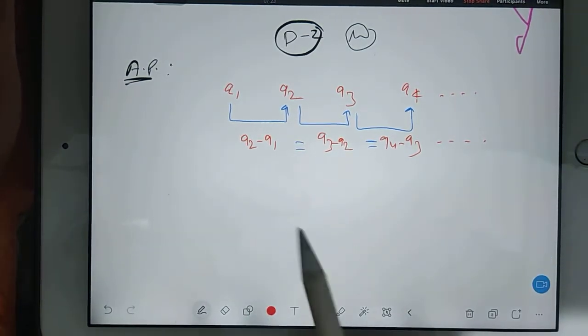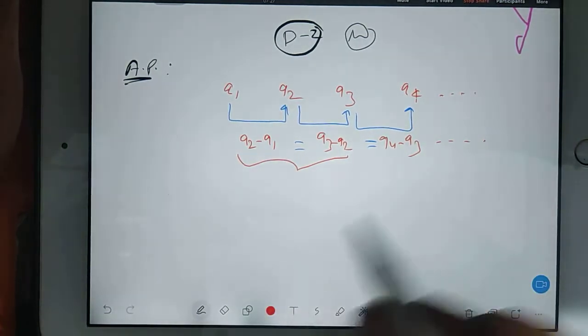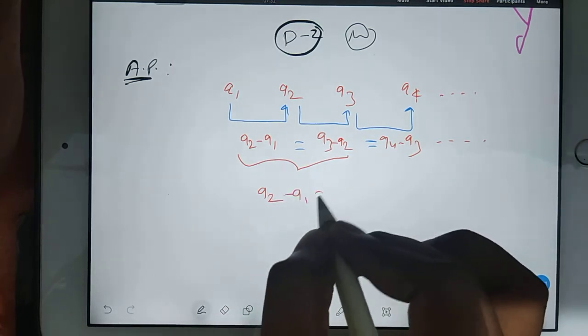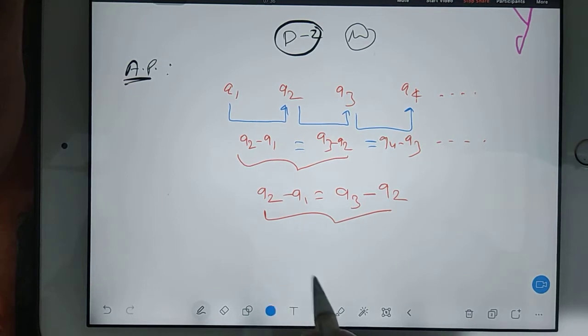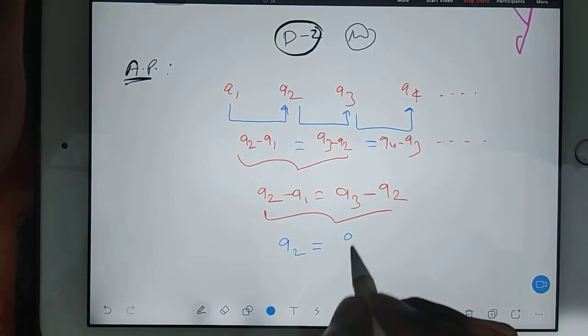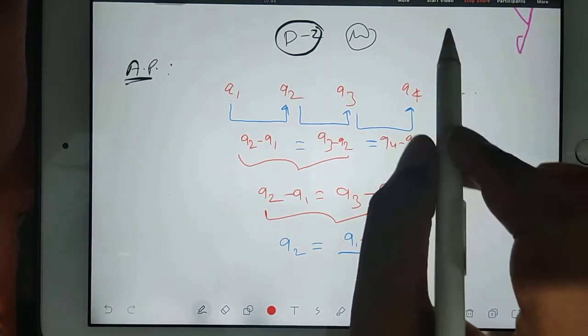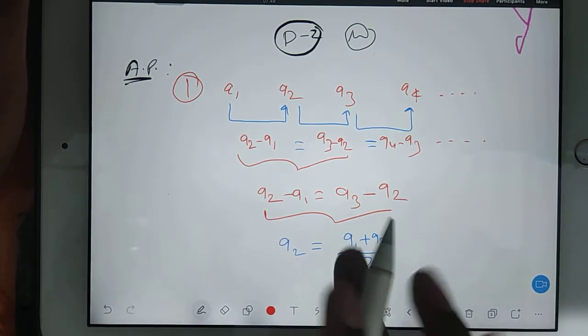If you copy any difference, suppose I am copying the first difference, you can write A2 minus A1 is equal to A3 minus A2, and then you can rearrange the terms and find out the A2 value. So it will be A1 plus A3 by 2. A1, A2, they are the terms. So take down this as your first point: common differences are the same.